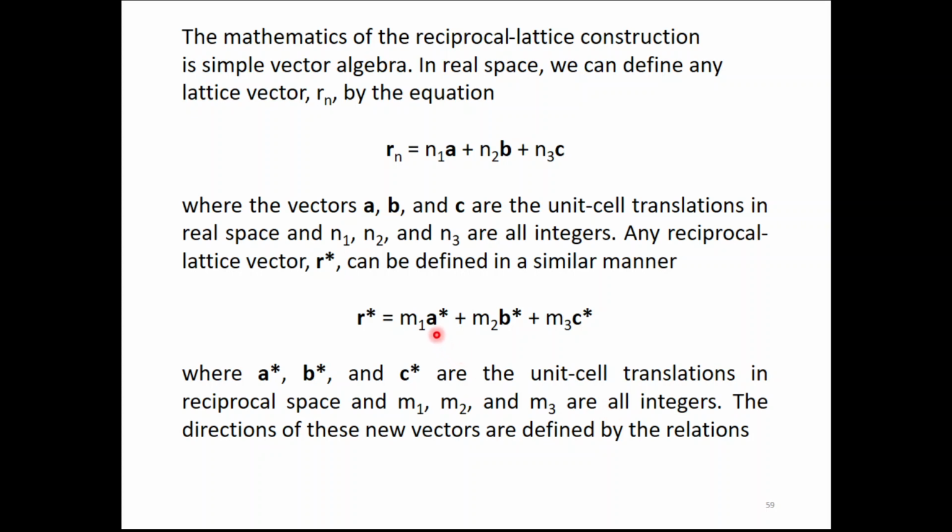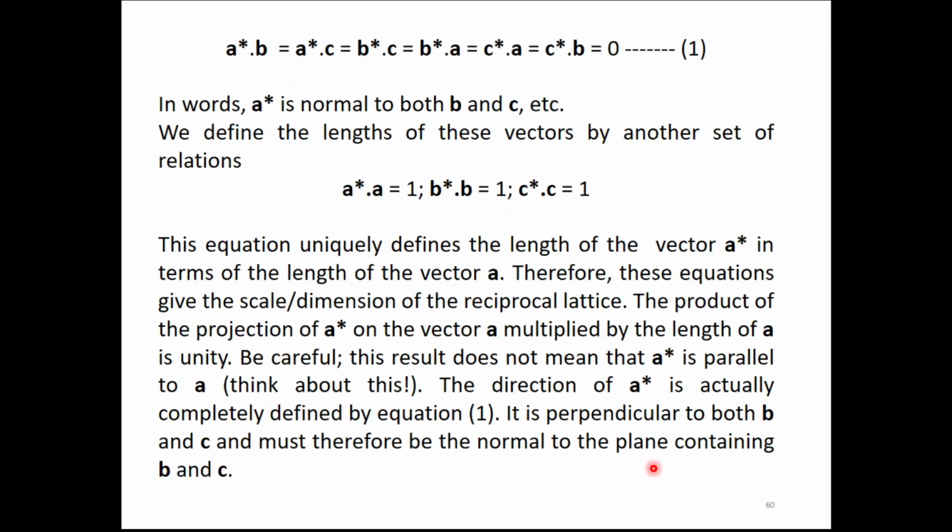So in here we define the reciprocal lattice vectors with the help of the star symbol, okay, instead of b1, b2 and b3. I purposely introduced both of the symbols for you so that you may be familiar with that. So the directions of these new vectors are defined by the relations. Now this set of equations defines a very fundamental relationship between a*, b*, c*, and a, b, c.